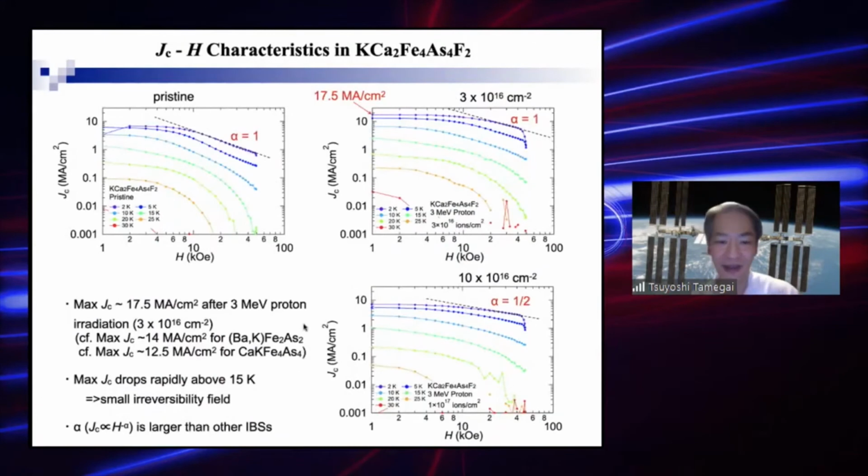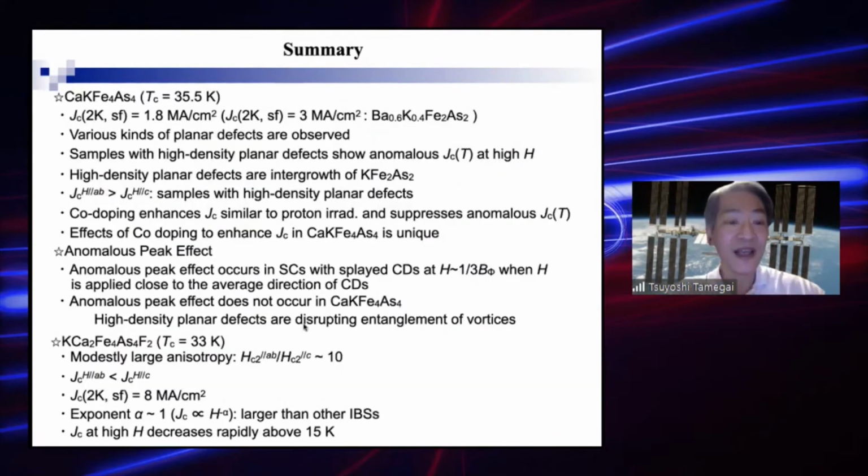Okay, so I think that's it. Let me just summarize. I have introduced 1144 systems. This is a derivative of 122. The Jc value is not especially large, but we have various kinds of planar defect structures, and it shows a very strange Jc temperature dependence at high field. At least one of the high density planar defects is a potassium 122 interlayer. And due to this defect structure, Jc for H parallel to ab is very large.